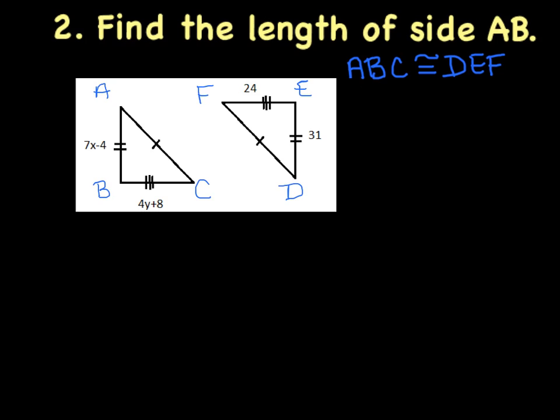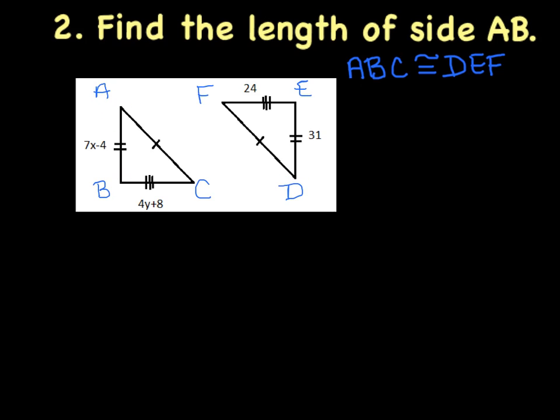Okay, problem 2. Find the length of side AB. So we're looking for this. We know it's 7x minus 4, but we need to know the actual length. So we need to find x. We have our congruency statement, so we know that side AB is congruent to DE. That's the order, so AB goes with DE. So here's DE, and we could tell by the marks. See how there's 2 marks here and 2 marks here. We know that these two are congruent.